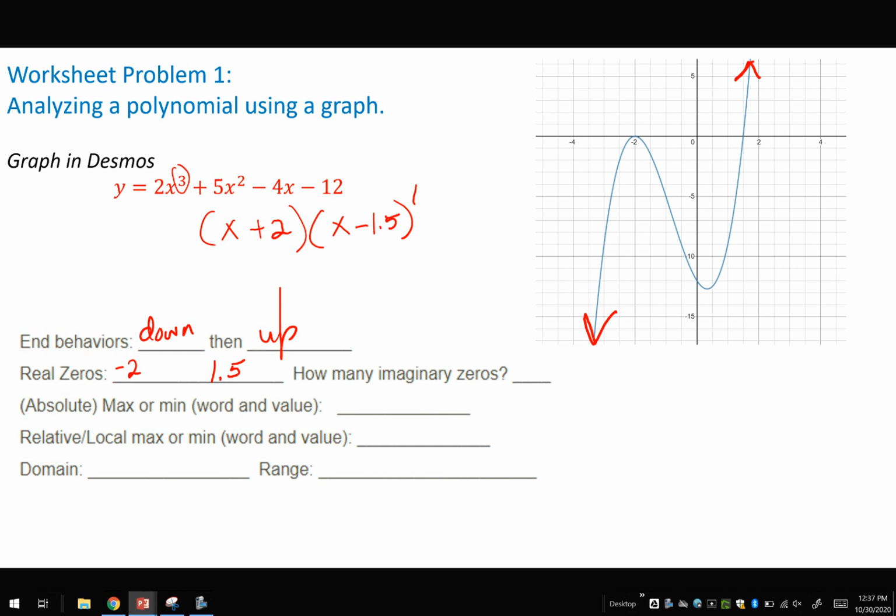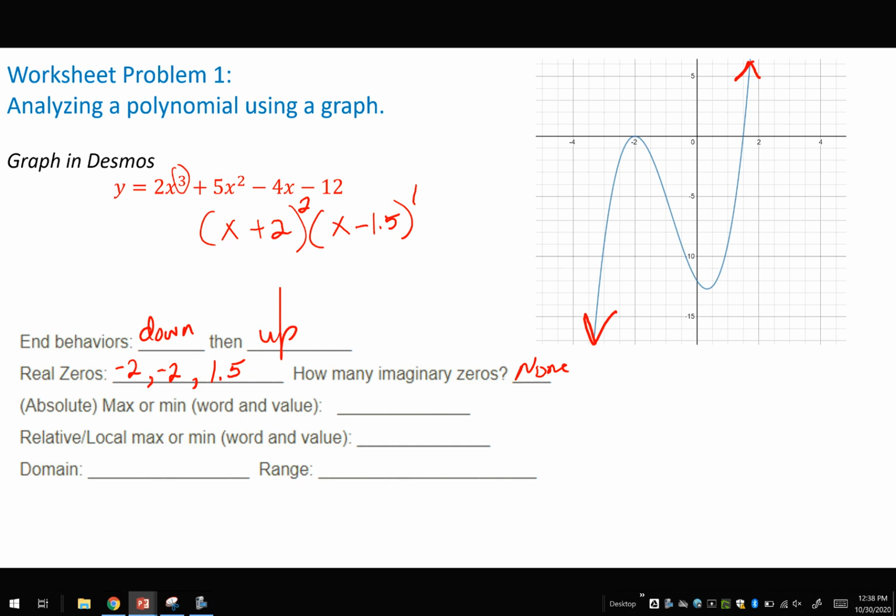So what's the multiplicity there at -2? It's going to be an exponent of 2. And remember, multiplicities are repeated zeros. So really, my zeros are -2, -2, and 1.5. Because -2 is a zero twice. So in this one, when it says how many imaginary zeros, that's none.